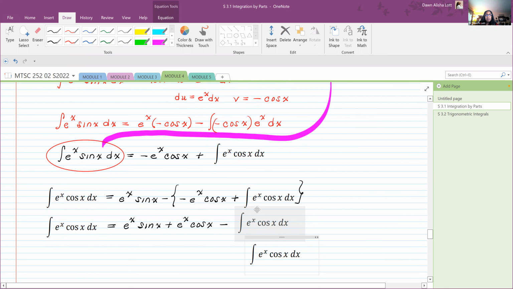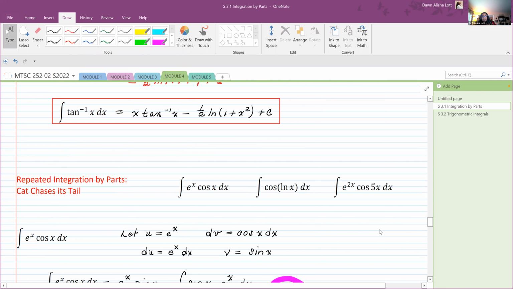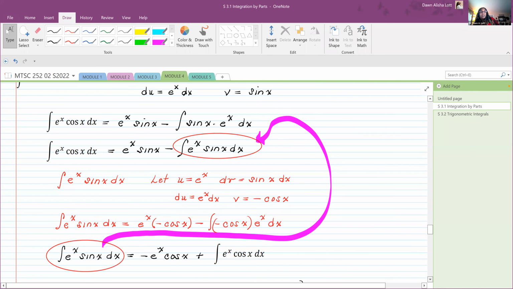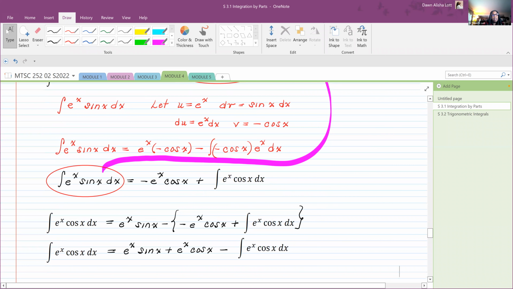All right, so now let's double back for a moment and think what we have. We started with the integral of e to the x cosine x, and we saw that in order to do it, I need to know the integral of e to the x sine x. So I computed the integral of e to the x sine x, and just like I said, cat chasing its tail, this thing pops back up. E to the x cosine x pops back up. So since that popped back up, I put it back into the equation, and now I have this.